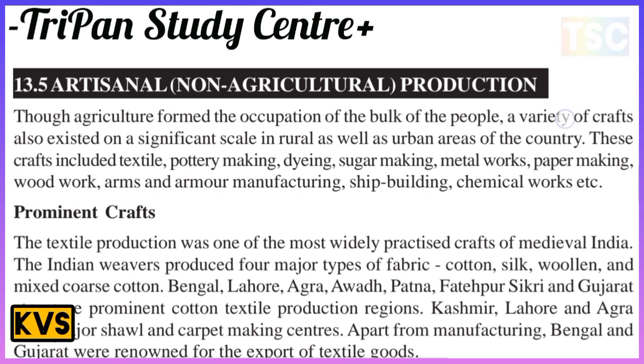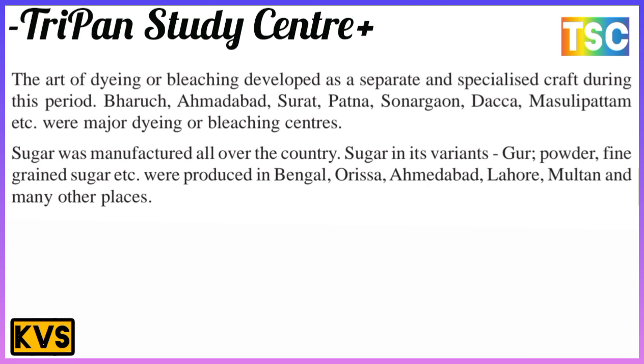That is important. The art of dyeing and bleaching developed as a separate and specialized craft during this period. Broach, Allahabad, Surat, Patna and Sonargaon, and in the Deccan Masulipatnam, etc. were major dyeing and bleaching centers. And sugar was manufactured all over the country. Sugar came in varieties, such as coarse and powdered, fine-grain sugar, etc.